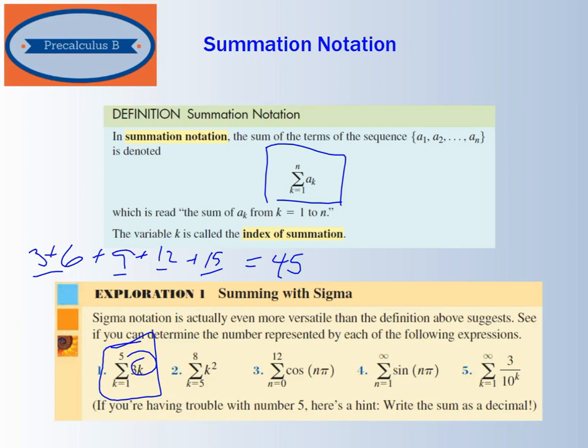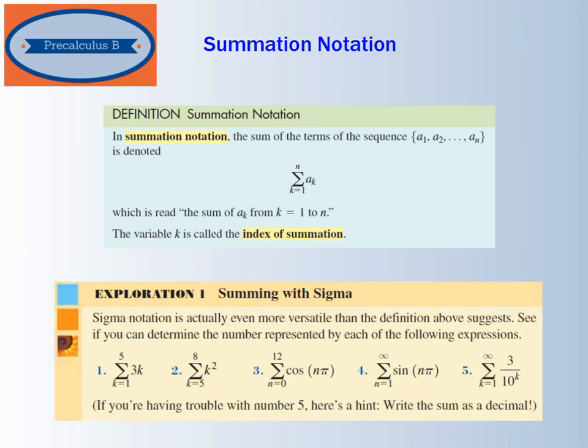All right, welcome back. You should have had a chance to attempt to find the sums for each of these different terms. So the second one, we have the sum of k squared from k equals 5 through 8. Well, when k is 5, we get 25, plus when k is 6, we get 36. When k is 7, we get 49. When k is 8, we get 64. And we would sum all of these together.